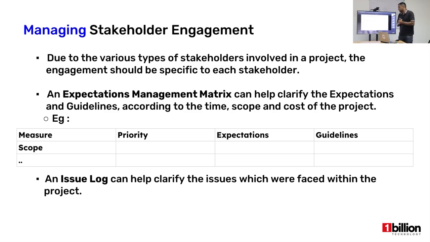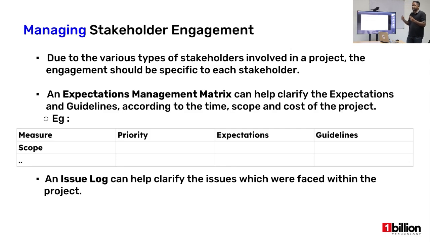Of course, as I've shown an example here, you can use a table like this to first off, in the first column, list out the measure that you are using, which are usually the time, scope, and the cost of the project, and then how much priority you invest in each measurement, and then of course the expectations related to each measurement, and then the guidelines you and the team are following related to these measurements.